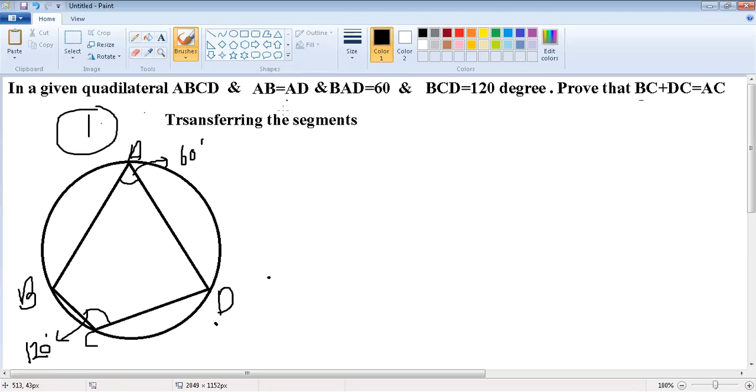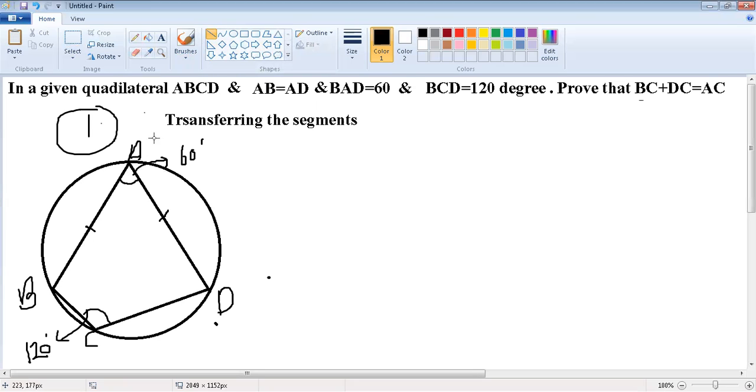Now we are given that AB equals AD, so these two sides equal each other. Now we have to prove BC plus DC equals AC. As I showed you previously, the concept of transferring the segments. I think till now you have got the idea of transferring the segments. I want you all to pause this video and give this problem a try. And when you're done, keep watching for the solution.